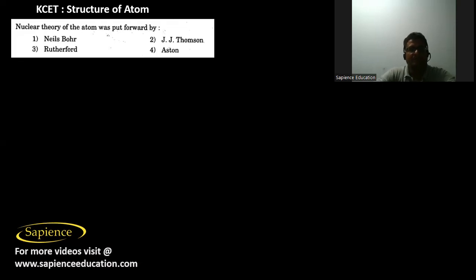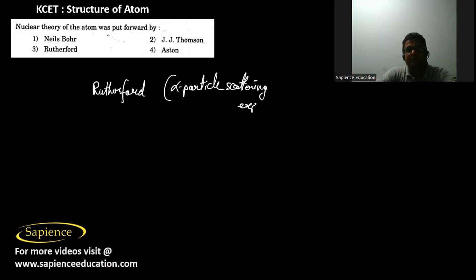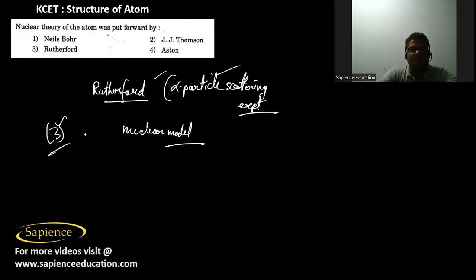Then nuclear theory of the atom was put forward by, the answer will be Rutherford. Rutherford gave the nuclear model of an atom by using his alpha ray, or what is called alpha particle scattering experiment. So using this experiment only, he gave the nuclear model of an atom. Okay, so option 3 is the correct answer.